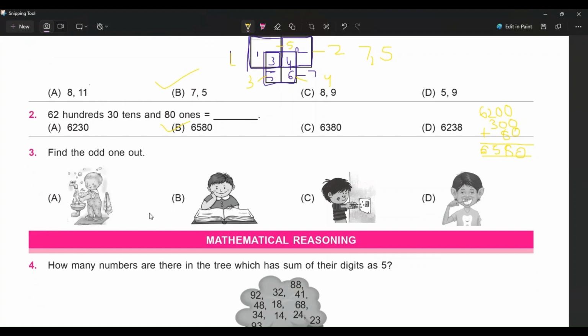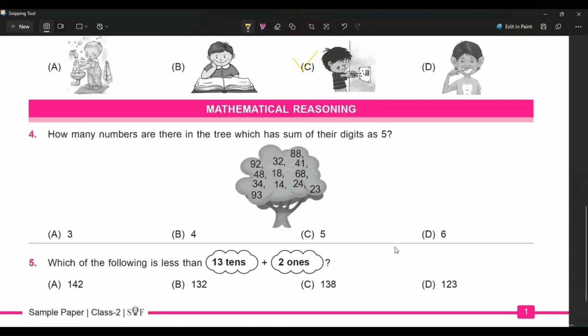Third question: find the odd one out. Option A, he is washing his hand. Okay. He's reading. Okay. He's putting plugs in the electric switch. He's brushing. Okay. So this is very dangerous. Kids are not supposed to plug anything into the electric boards. So this is the odd one. This is our answer. Option C is the correct answer.